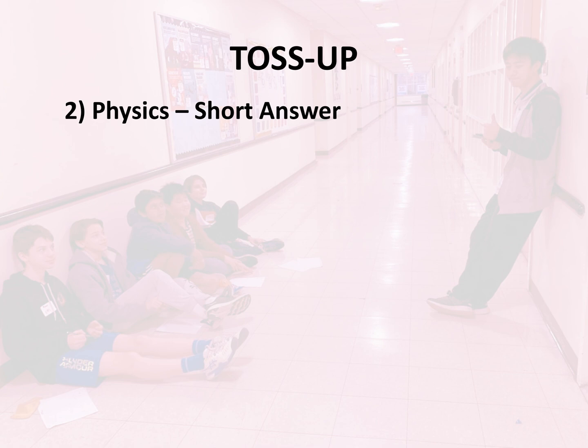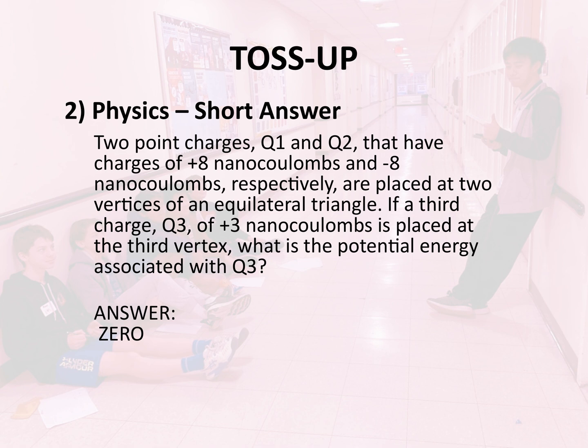Toss-up 2. Physics, short answer. 2-point charges, Q1 and Q2, that have charges of positive 8 nanocoulombs and negative 8 nanocoulombs, respectively, are placed at two vertices of an equilateral triangle. If a third charge, Q3, of positive 3 nanocoulombs is placed at the third vertex, what is the potential energy associated with Q3? Answer: 0.